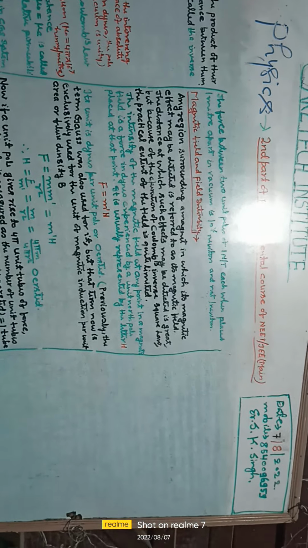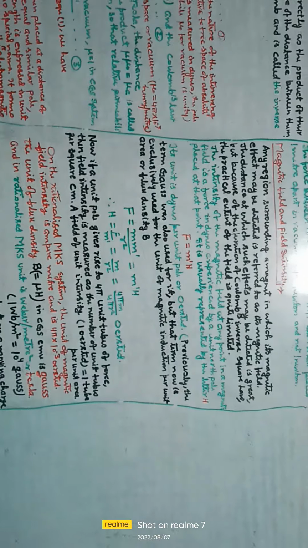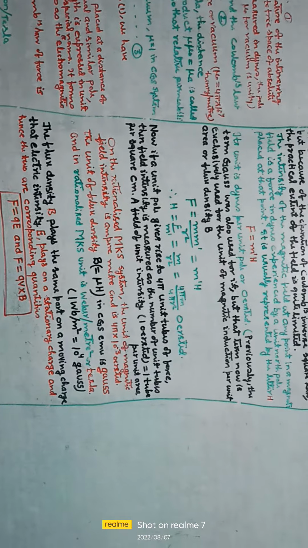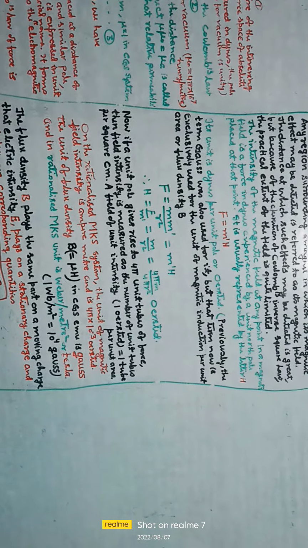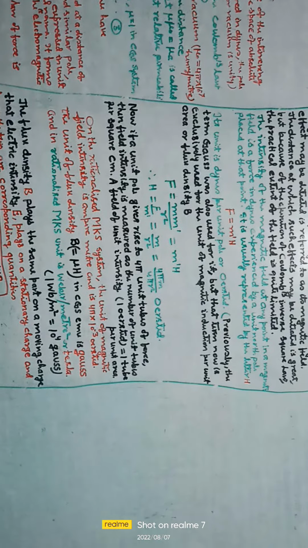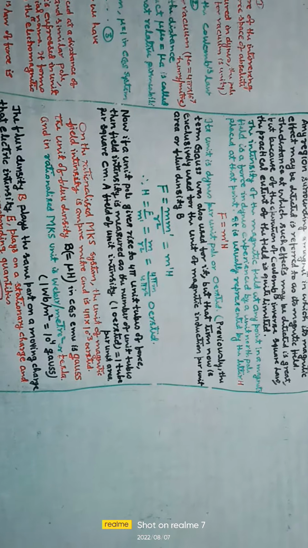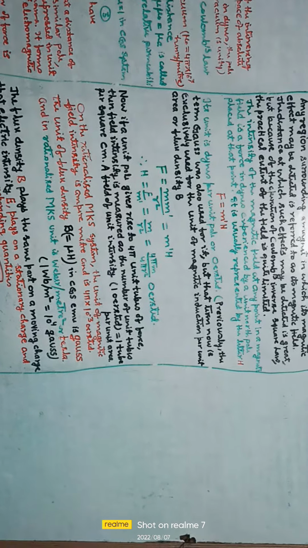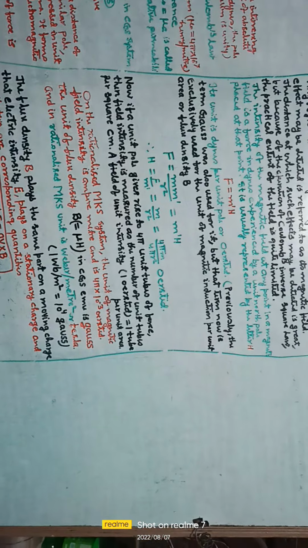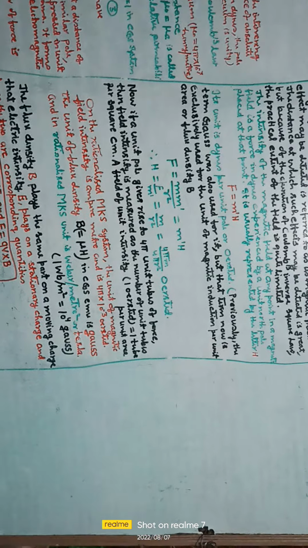On the rationalized MK system, the unit of magnetic field intensity is ampere per meter and is 4 pi times 10 to the power minus 3 oersted. The unit of flux density B, or mu H, in CGS EMU is Gauss and the rationalized MK unit is Weber per meter square, or Tesla. 1 Weber per meter square is equal to 10 to the power 4 Gauss.